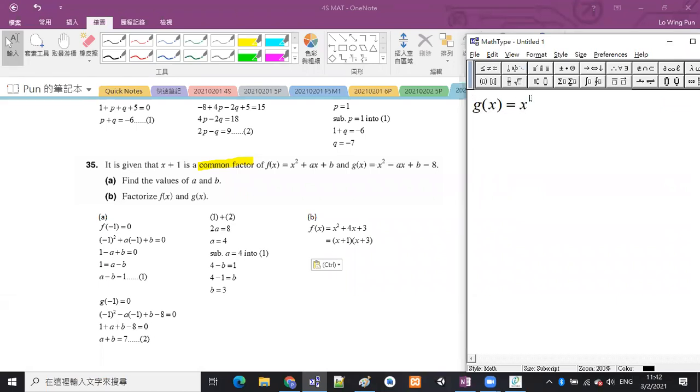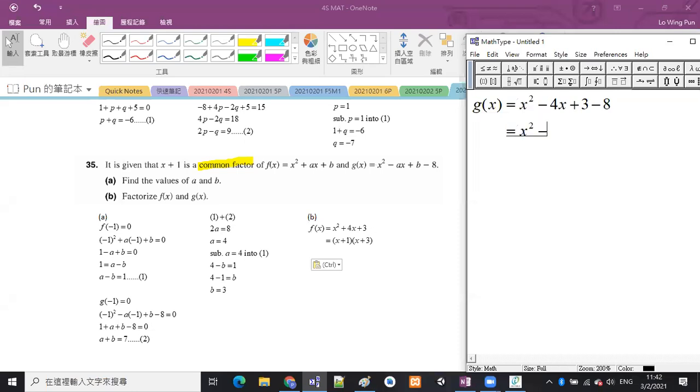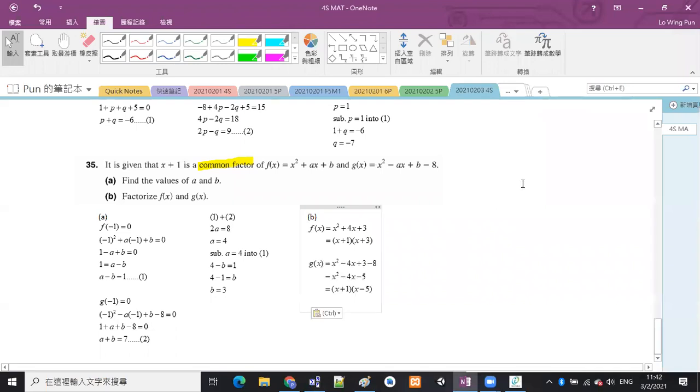Gx, originally it is x squared minus 4x plus 3 minus 8. Simplify this first. It's x squared minus 4x minus 5. And then factorize this as x plus 1 times x minus 5. So that is the answer of Gx. Is that okay? Oh, thumbs up. So number 36.